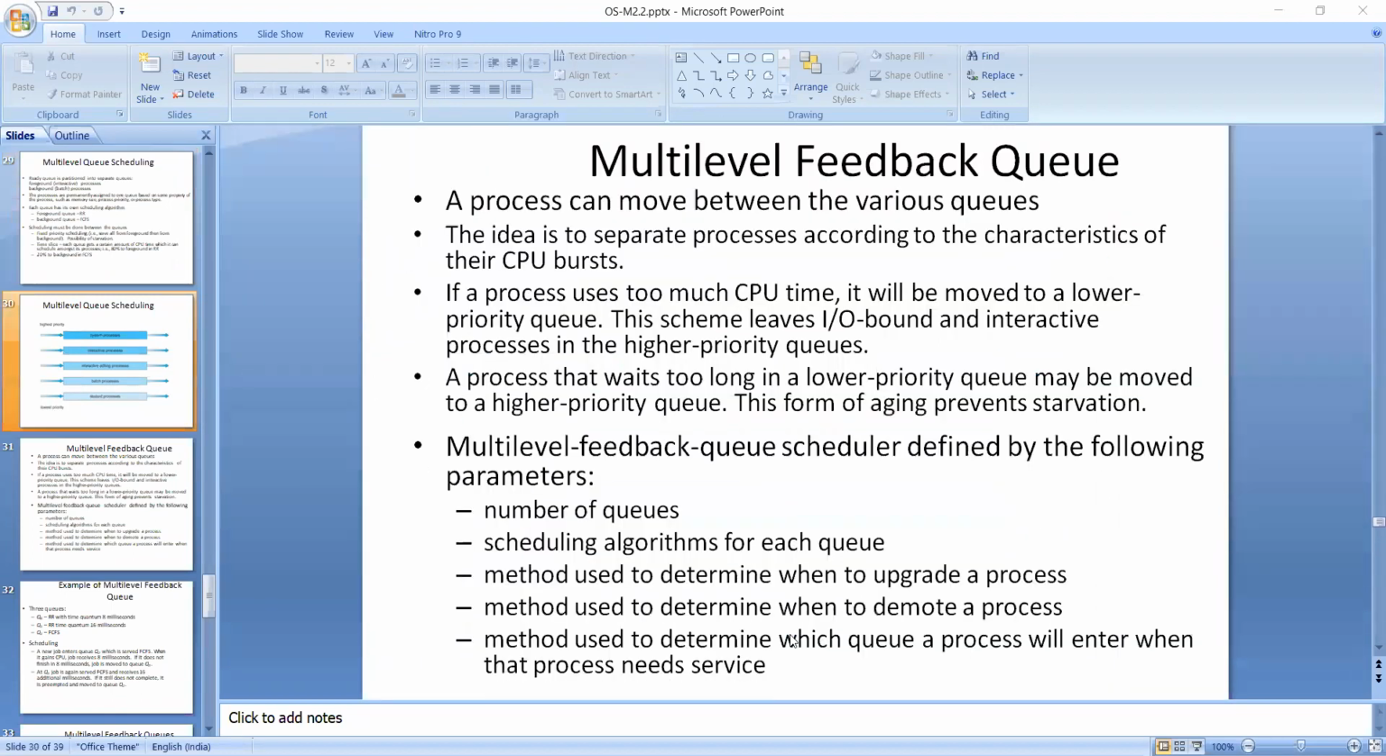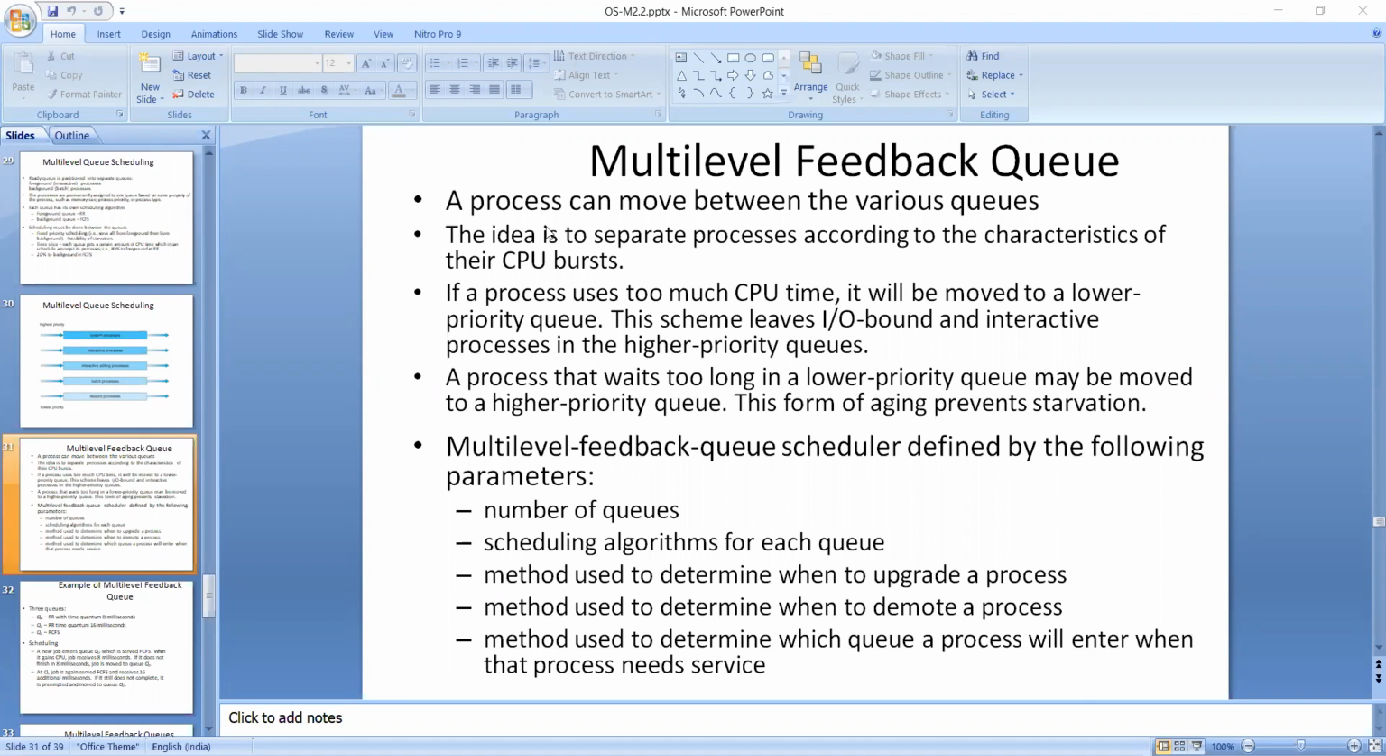Okay, understood the difficulty in multi-level queue scheduling, right? When the multi-level queue scheduling algorithm is used, processes are permanently assigned to a queue when they enter the system. Depending on the process property, we assign the process to a queue permanently when the process enters the system.